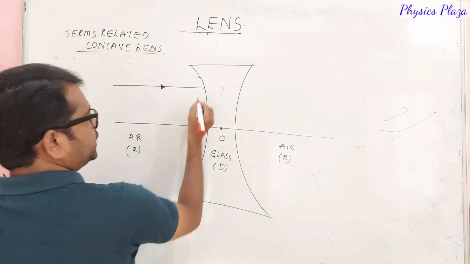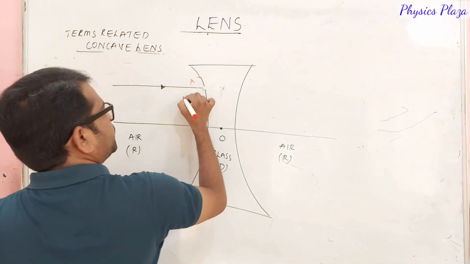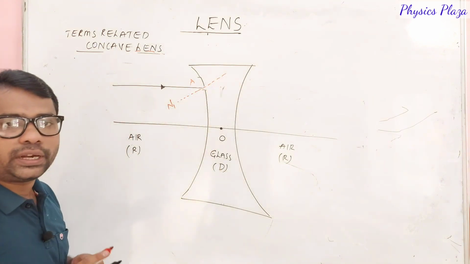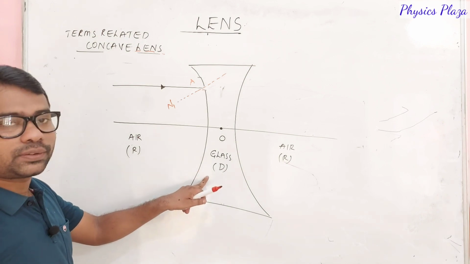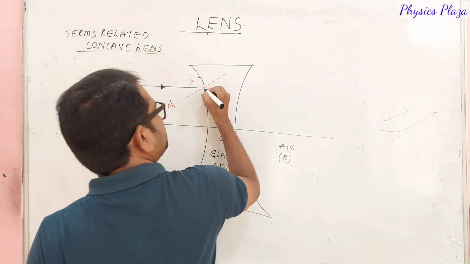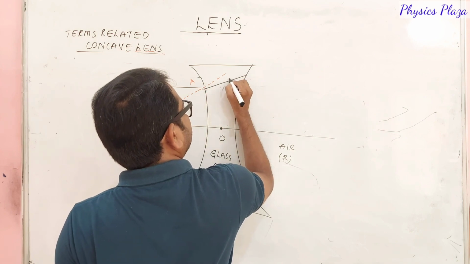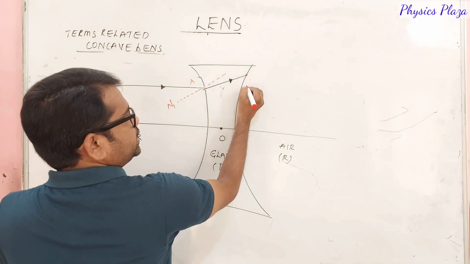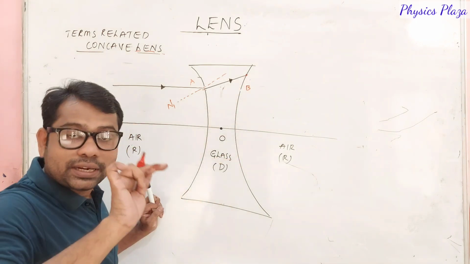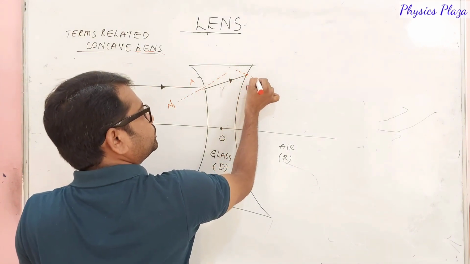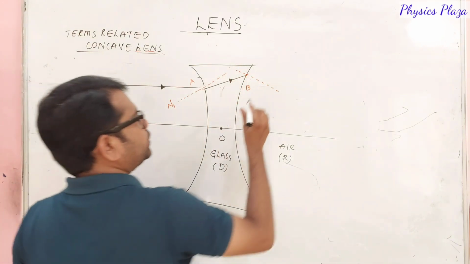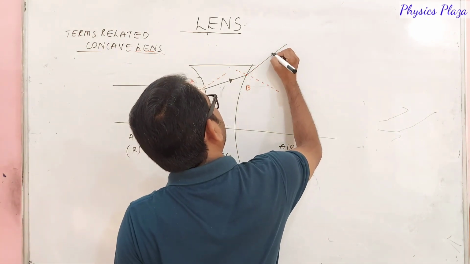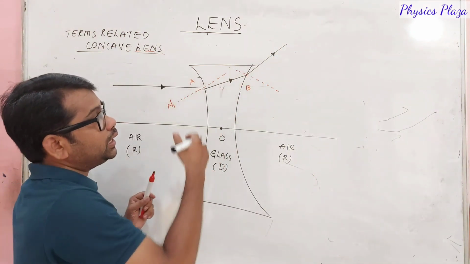And here, dear children, at this point A, you make a normal. Let us say N1 is the normal. Children, we know that when a light ray moves from rarer to glass, it moves towards the normal. But again at this point, let us say point B, it is moving from glass to air, that is, denser to rarer. Again you make a normal. So it goes away from the normal. Why? Denser to rarer, it speeds up, due to which it moves away from the normal. So this is how the final light ray is going to be.